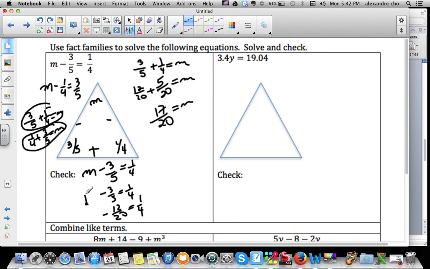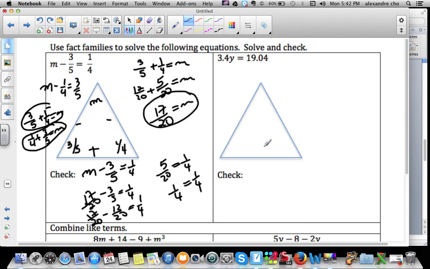Alright, so let's substitute. So 17/20, and 20 is our common denominator, so this stays at 17. And you get 5/20 equals 1/4. And 5/20 is indeed 1/4 if you simplify it. Okay, so our m is 17/20.